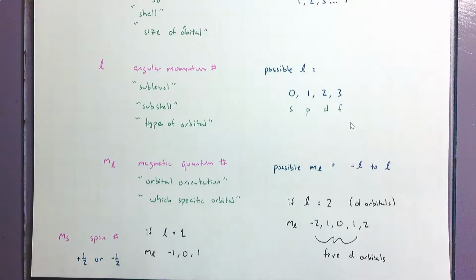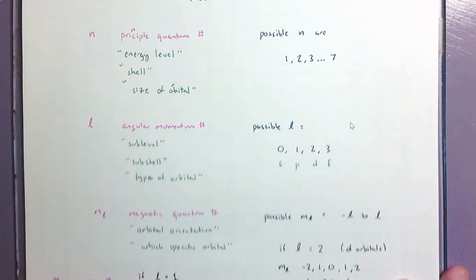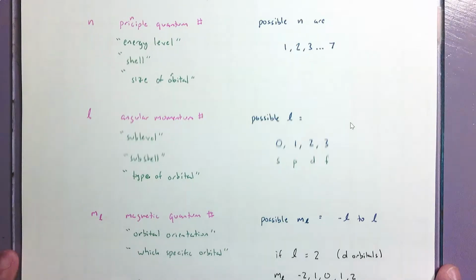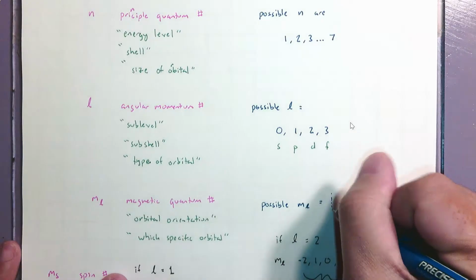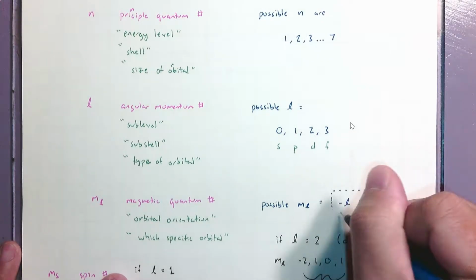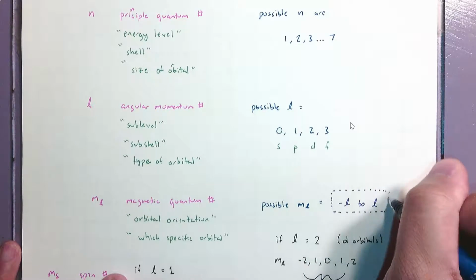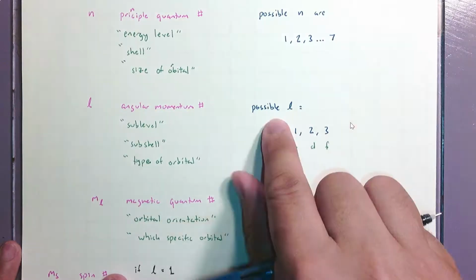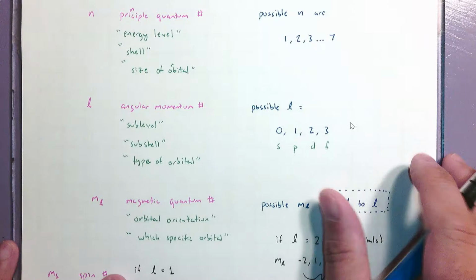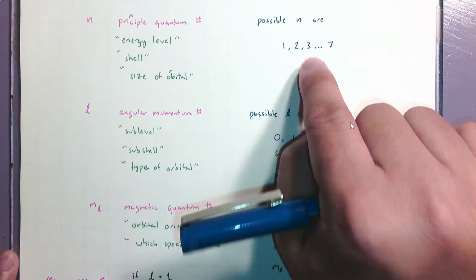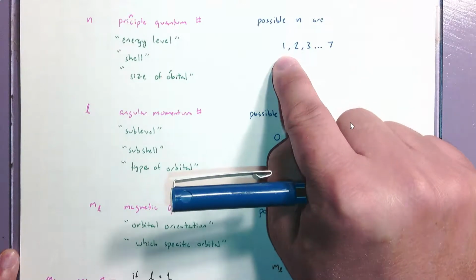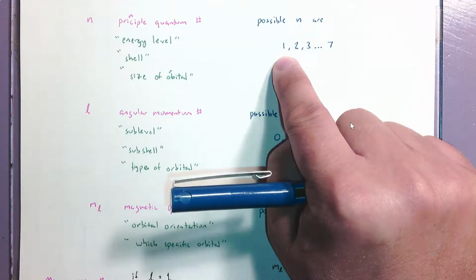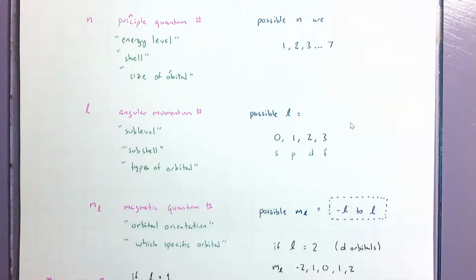Let me put the tips in boxes, actually. So for the m sub L, the tip is it's between and including the ends, negative L to L. But what about the possible L? This one's a little bit odd. Because if you have n equals 1, we saw in the previous video that in the n equals 1 energy level, there's only one orbital. That is the s orbital.